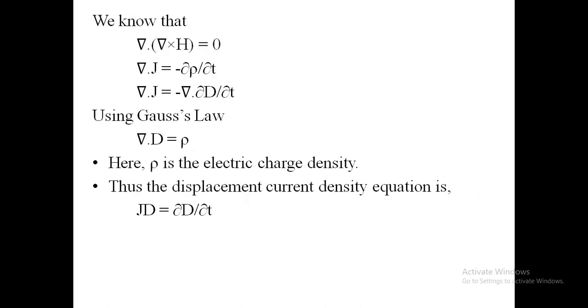And using Gauss law we can obtain del dot D is equal to rho, where rho is the electric charge density and thus the displacement current density equation can be written as J_D is equal to dou D by dou t.